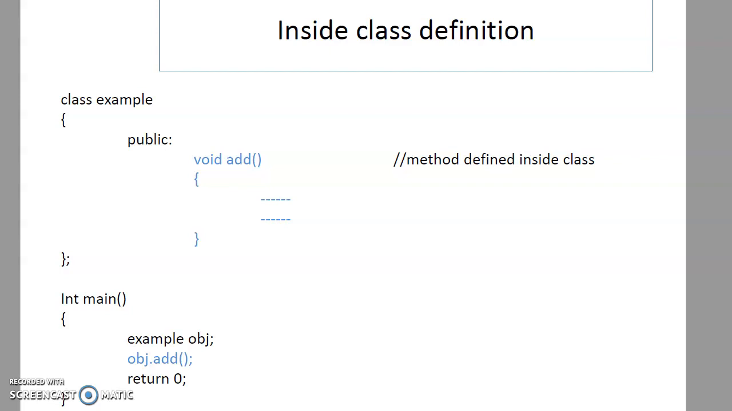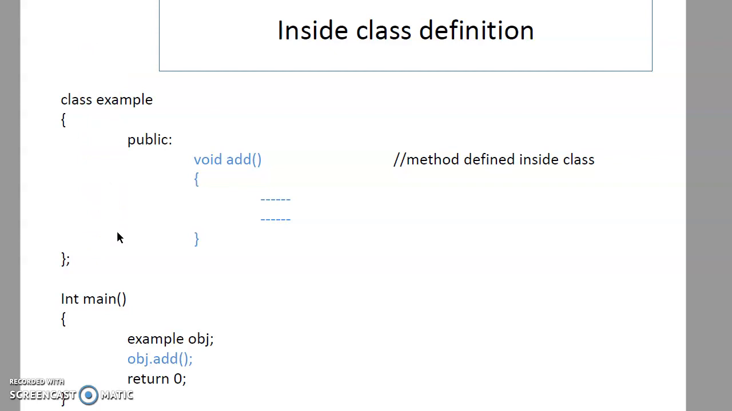Again, we are showing an example of inside class definition. In case of inside class definition, the code of the method is given within the class. So class example, access specifier public, void add, opening curly brackets, closing curly brackets, and within that the code of the method add is given within the class example. This is the inside class definition of a method.